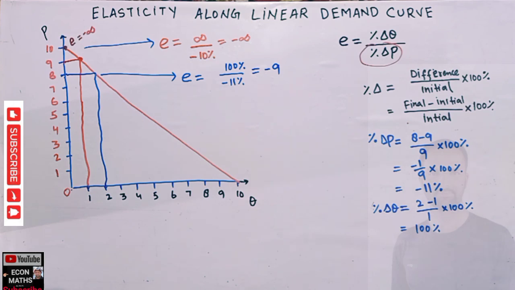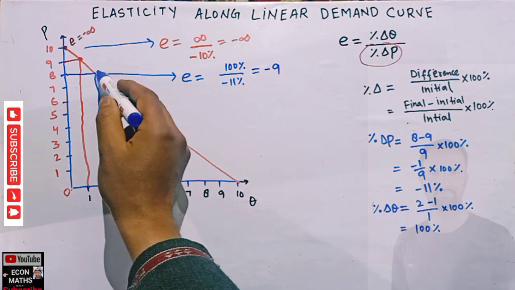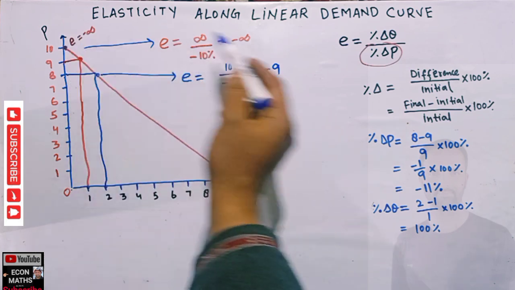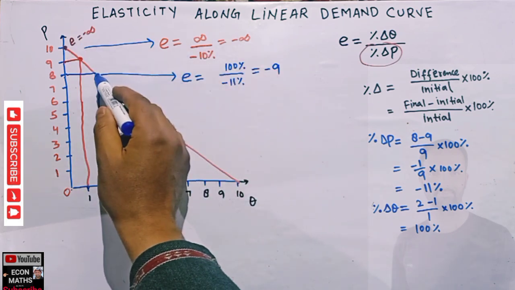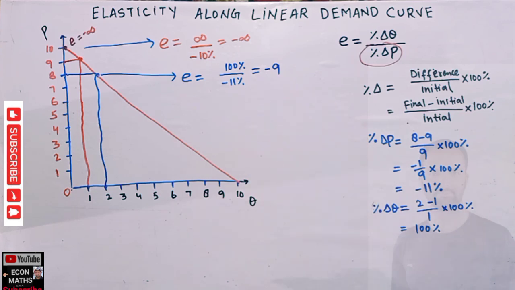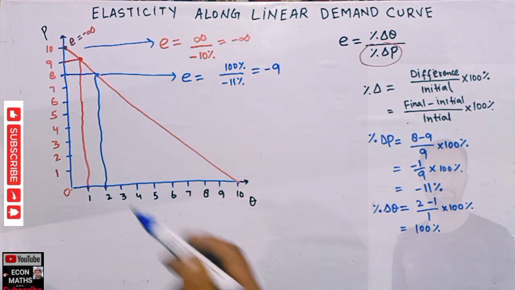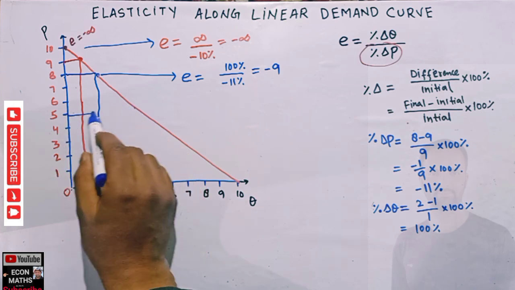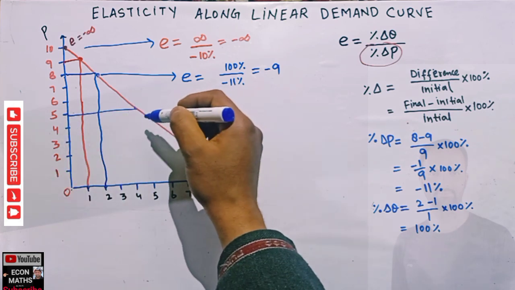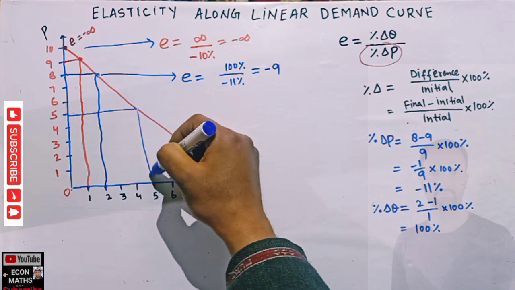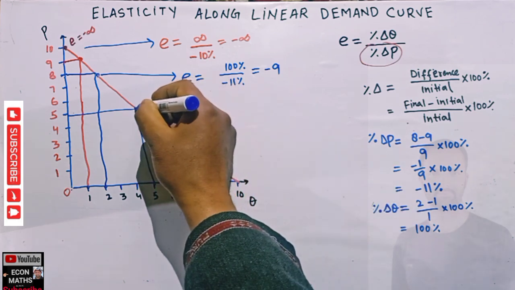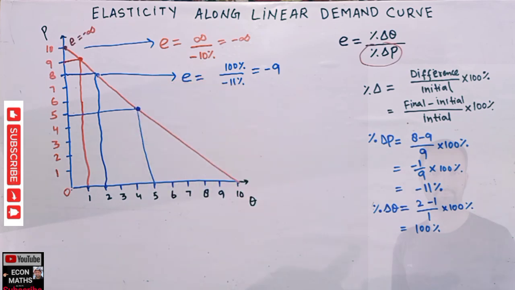Okay, similarly we can take other points here. Here the elasticity of demand was minus infinity. At this point it was minus 9. Let's take the midpoint here. Okay, midpoint will come out to be this point. So let's take 5 and we have 5 here. Let us see what is the elasticity at the midpoint of this linear demand curve.